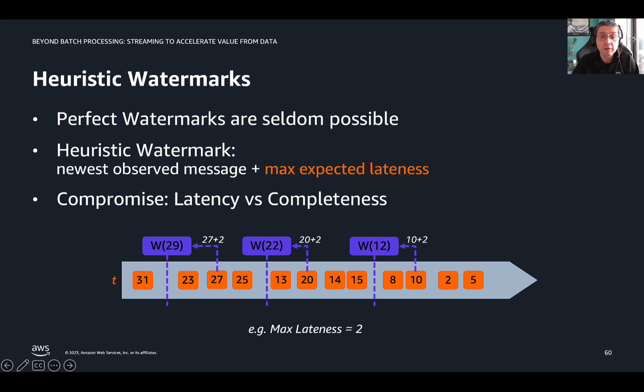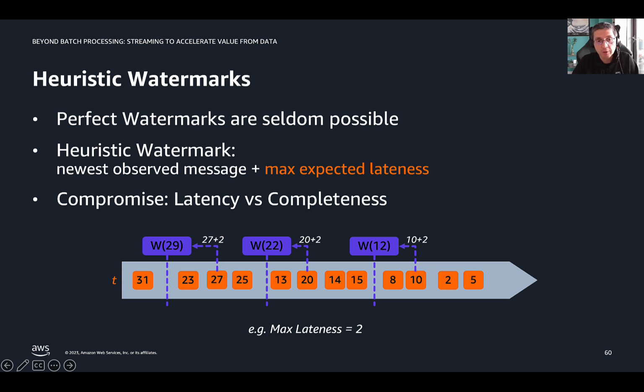In the real world, we seldom have perfect knowledge of our inputs, and data can be delayed due to unexpected congestion, failures, disconnected devices, all conditions that are external to our system and we cannot control. In this case, we need to use a heuristic watermark, an approximate watermark. One way of implementing a heuristic watermark is to take the most recent event time we observed so far, and then we add some margin of error, for example, an expected maximum lateness. This will become our watermark time, and we can inject watermark messages in the flow periodically.